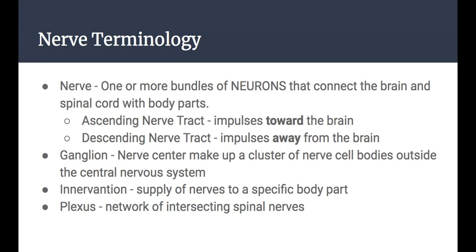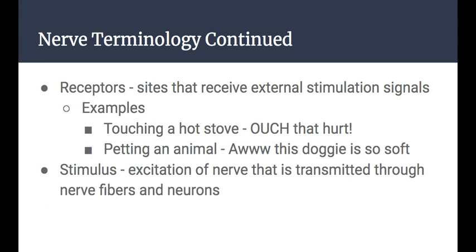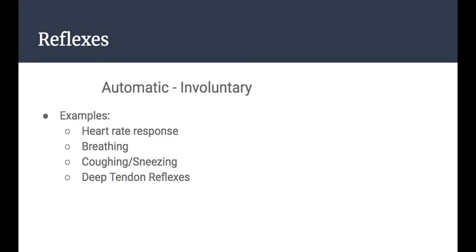We went over some of the terminology. Big thing, ascending and descending nerve tract. Be sure to know what those mean. Ascending means it's going towards the brain, and descending means it's going away. Receptors, receiving external stimuli, and then stimulus is basically where the excitation of the nerve occurs. Autonomic is involuntary. We are going to be reviewing some more of the autonomic nervous system today, including the parasympathetic and sympathetic nervous system.